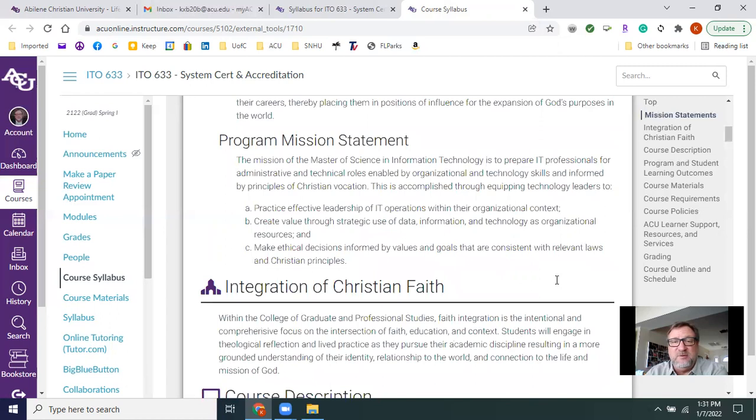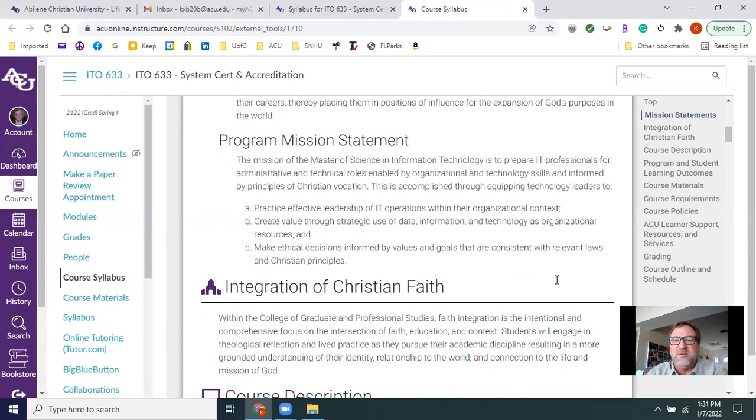Education and your careers are going to run hand in hand throughout your life. The program mission statement: the mission of the Master of Science in Information Technology is to prepare IT professionals for administrative and technical roles enabled by the organization and technology skills and informed by principles of Christian vocation.